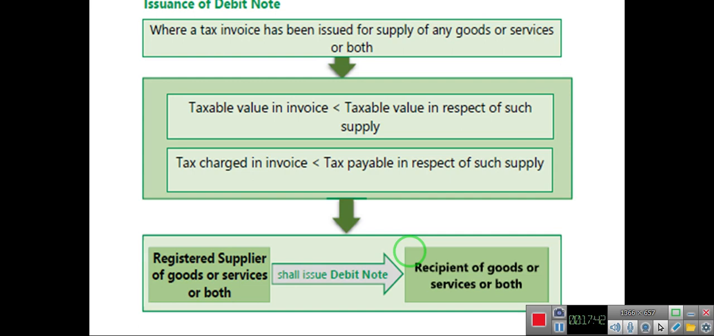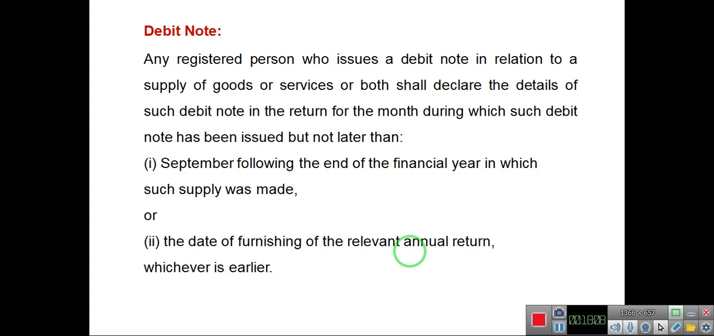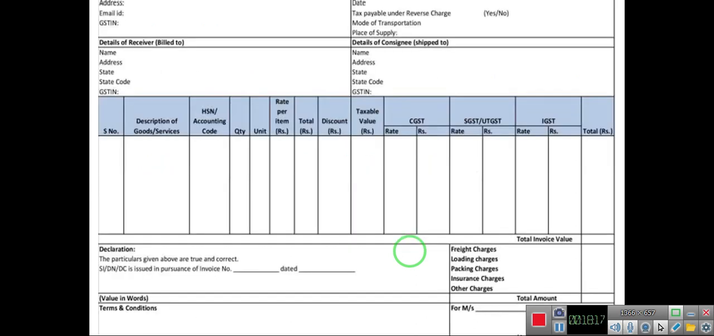Just opposite of a credit note, a debit note is issued when the taxable value in the invoice is less than the taxable value in respect of such supply, or the tax charged in the invoice is less than the tax payable in respect of such supply. In this case, the registered supplier will issue a debit note in favor of the recipient. The time limit for declaration of details of a debit note is the same as in the case of a credit note. You can see the format of a supplementary invoice, debit note or credit note.